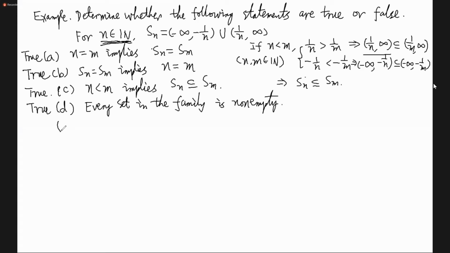Okay. Now let's look at E. E is the intersection of the Sn. The intersection of all the Sn is equal to the empty set. True. True. I heard true. So everyone agrees.